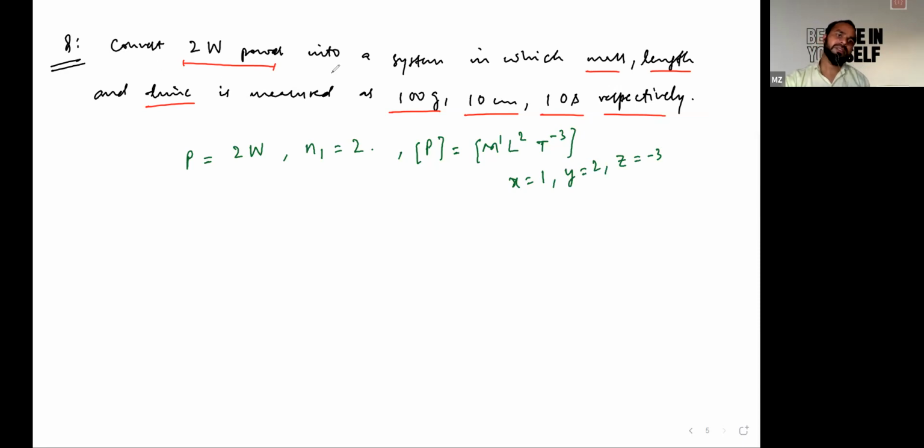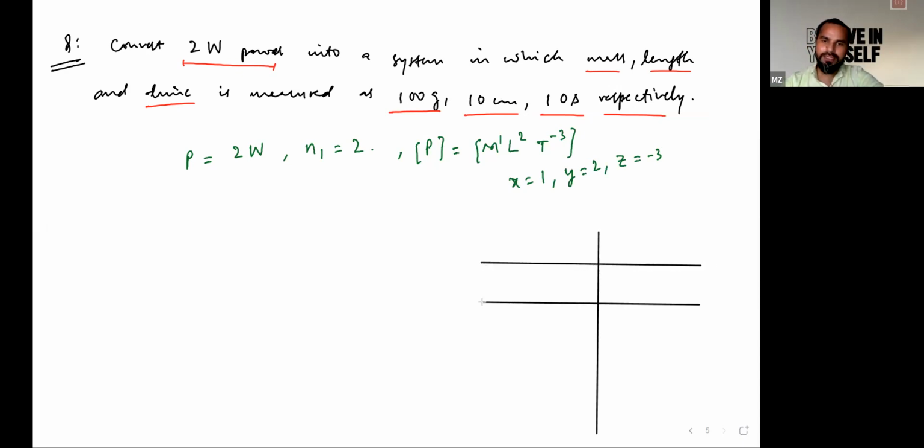The first part of this particular question is given like this. The second way is to make a table of conversion from this SI unit into the new system of units in which the question is given. So just form a table of conversion. On the left hand side, put SI unit. On the right hand side, put the unit in which the quantities are given.